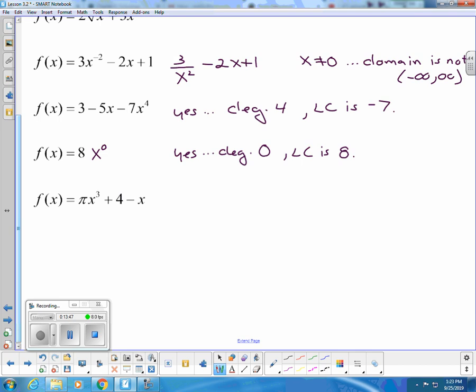The exponents are 0 or higher. So yes, it's okay that the coefficient is irrational. It matters not. It's the exponents that we were concerned about. Okay? All right, so we can tell if it's a polynomial, yes or no? Okay.